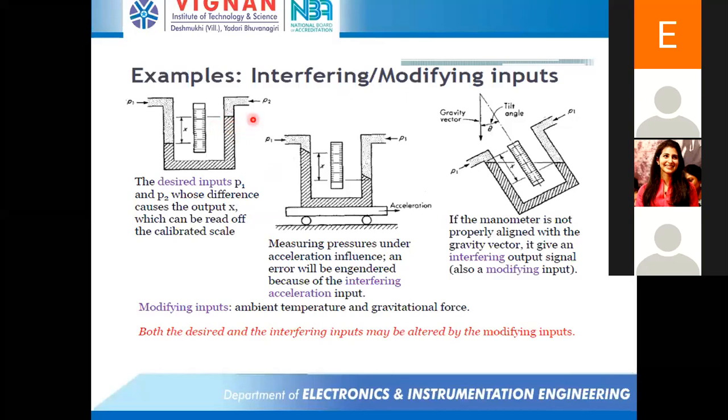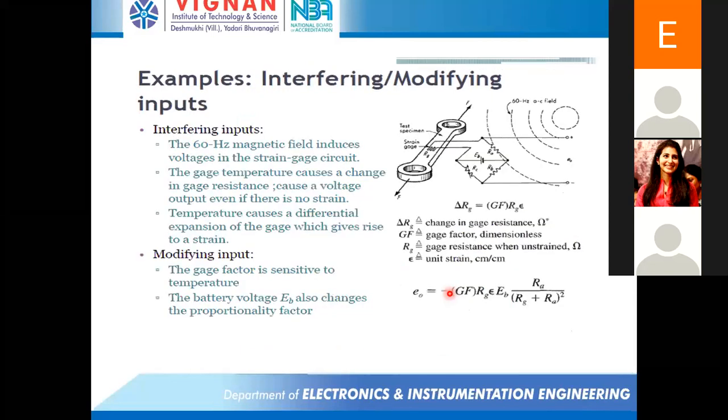In addition to the pressure difference, the temperature also changes the level a little. So that may modify the response. In the same way, even when there is acceleration or gravity, the ambient temperature changes the level. So the desired and interfering inputs may be altered by these modifying inputs.